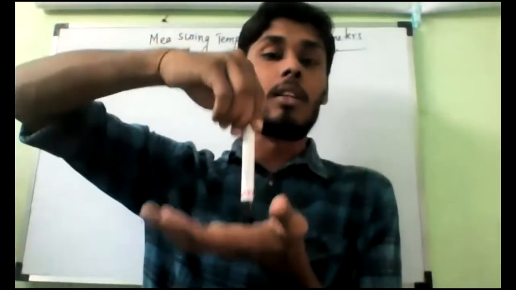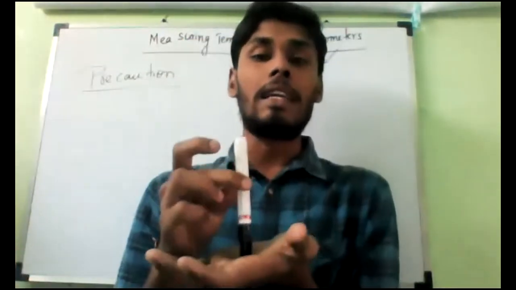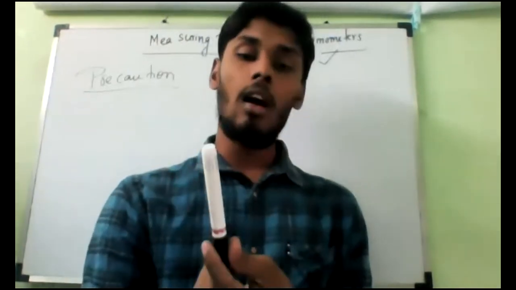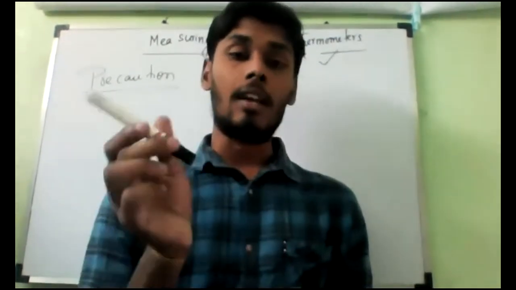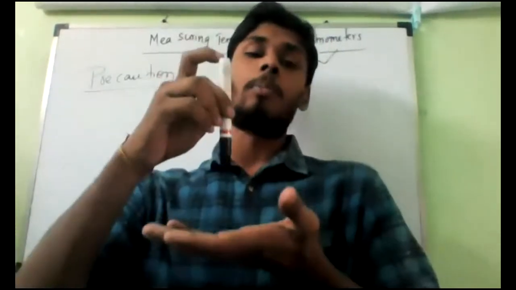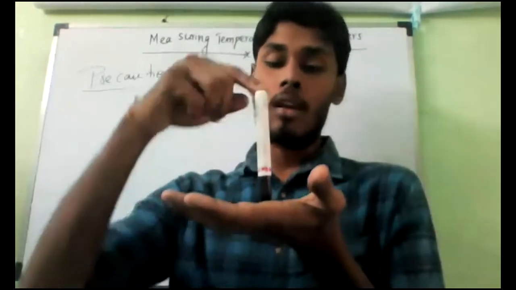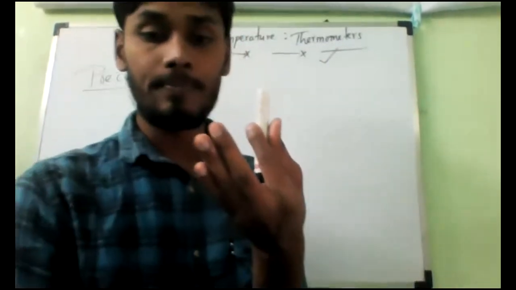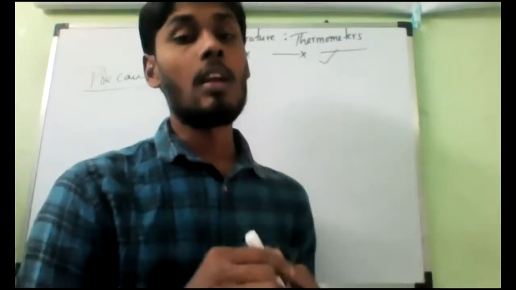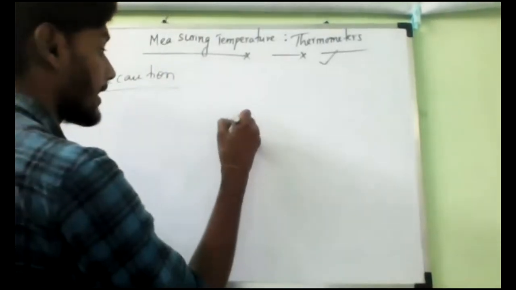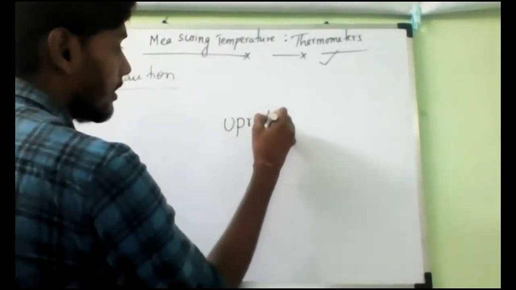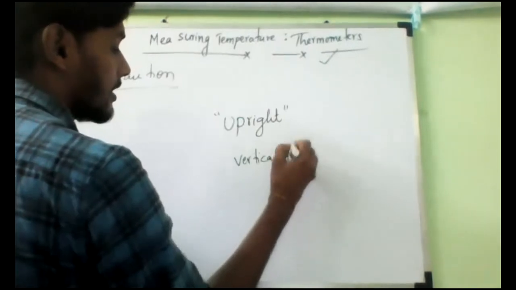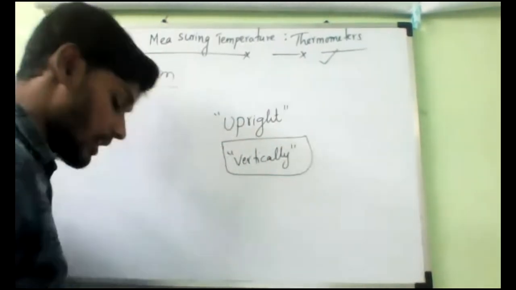The laboratory thermometer should be held vertically while measuring temperature, and it should not be tilted like this, like this. If you want to measure the temperature of any substance, the first precaution is that the thermometer should be placed vertically. Another name for vertically is upright. So this is the first precaution we need to take care of with a laboratory thermometer.